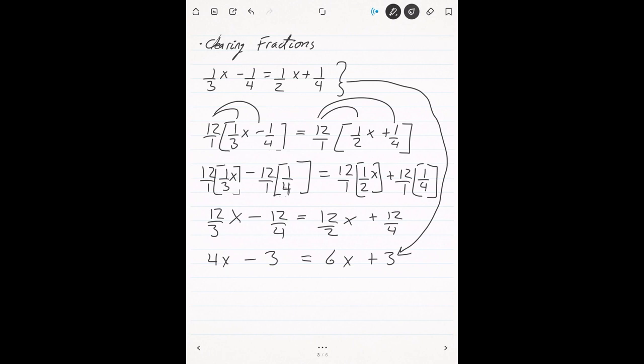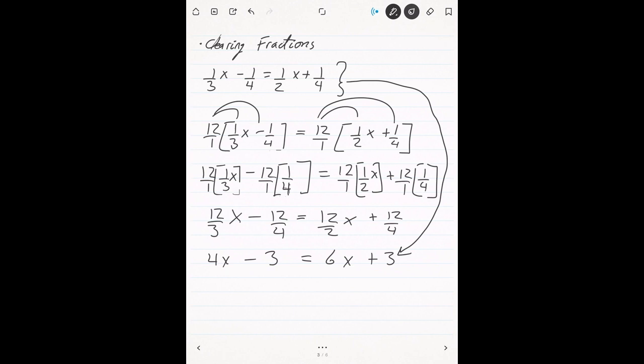And how do you find that number? Well, just find a common denominator. Pretend you had to combine the third, the fourth, and the half, and you had to make a common denominator. Well, what's the smallest common denominator? 12 is. So that's the number you want to multiply by.